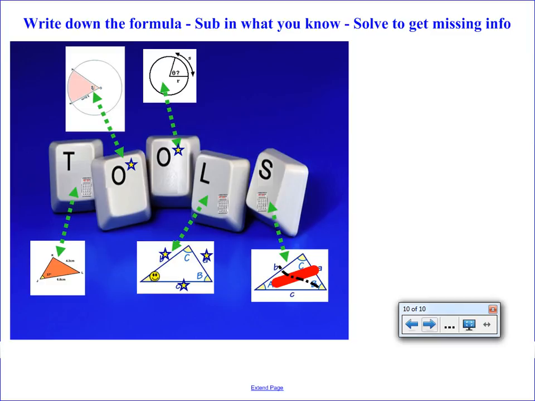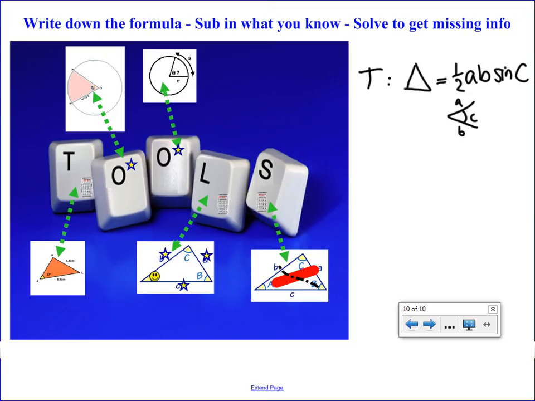So T, triangle area. Do you remember that one? That is a half AB sine C. Yep, and how do we remember what A and B is compared to C? So you put your fingers in a V sign, and the angle is in between your fingers, and the A and the B are those sides that make the angle. Then we've got your OO ones.